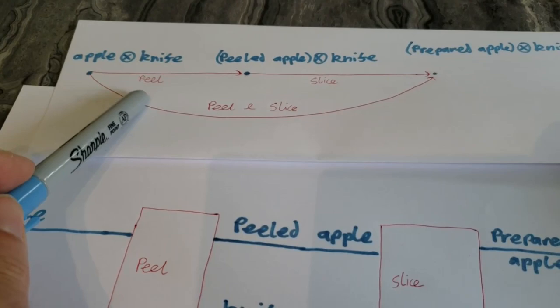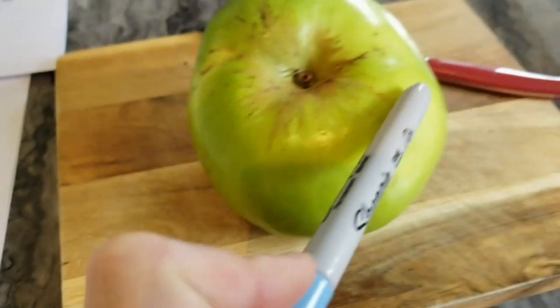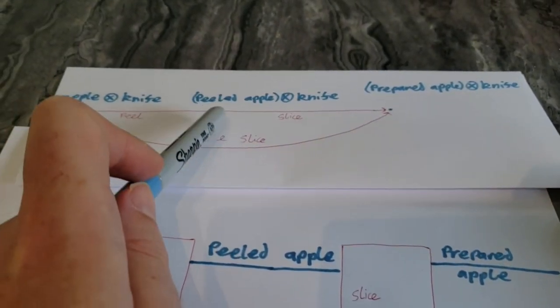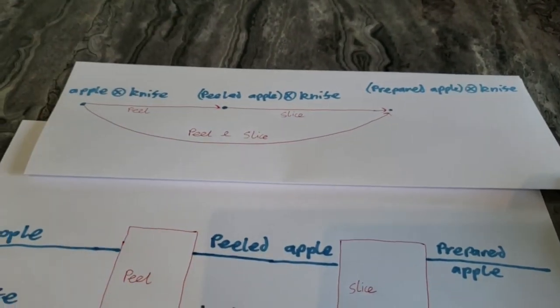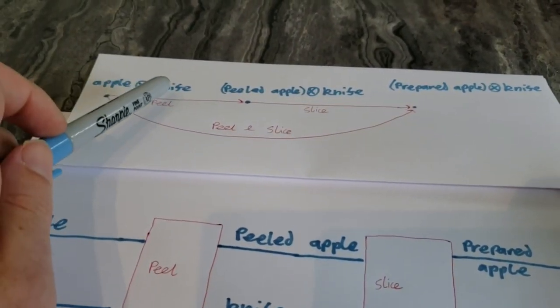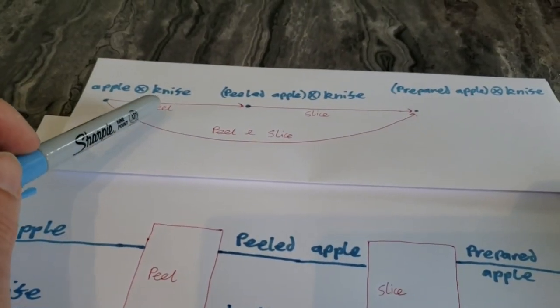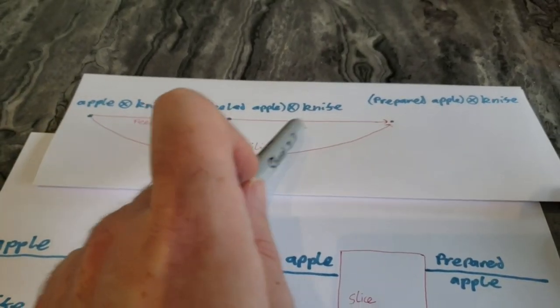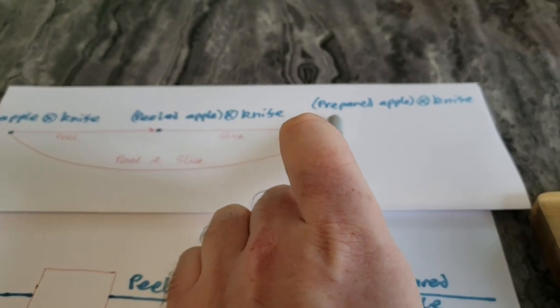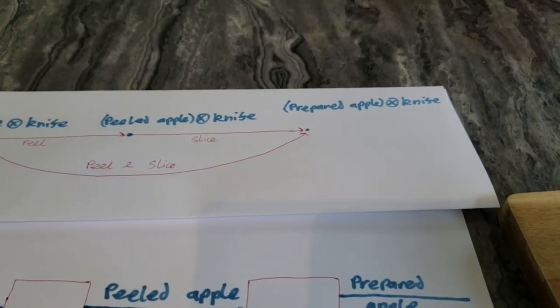And then we have this peel function, and that's going to send any particular pair of an apple and a knife to a peeled apple, and the knife as well is going to get returned. So we put an apple and a knife in, and we get a peeled apple and a knife out. And that's the peel function. And then we can compose this with the slice function, and then we're going to get our prepared apple and our knife out. So that's fine.